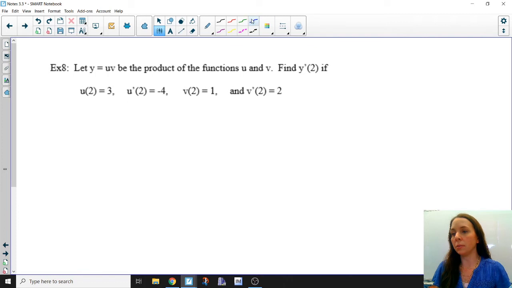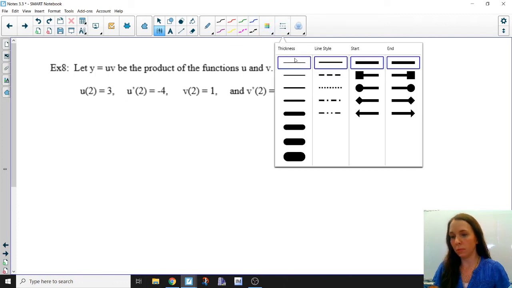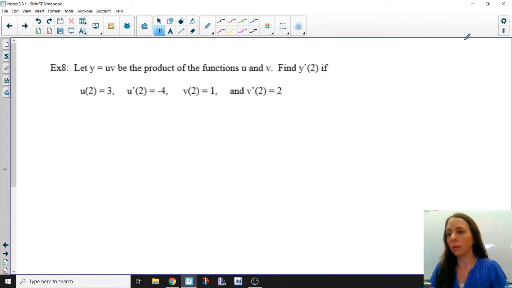Example 8. All right, so in example 8, we just have: let y equal u times v, uv, be the product of the functions u and v. Find y prime of 2 if u of 2 is 3, u prime of 2 equals negative 4, v of 2 is 1, and v prime of 2 equals 2.